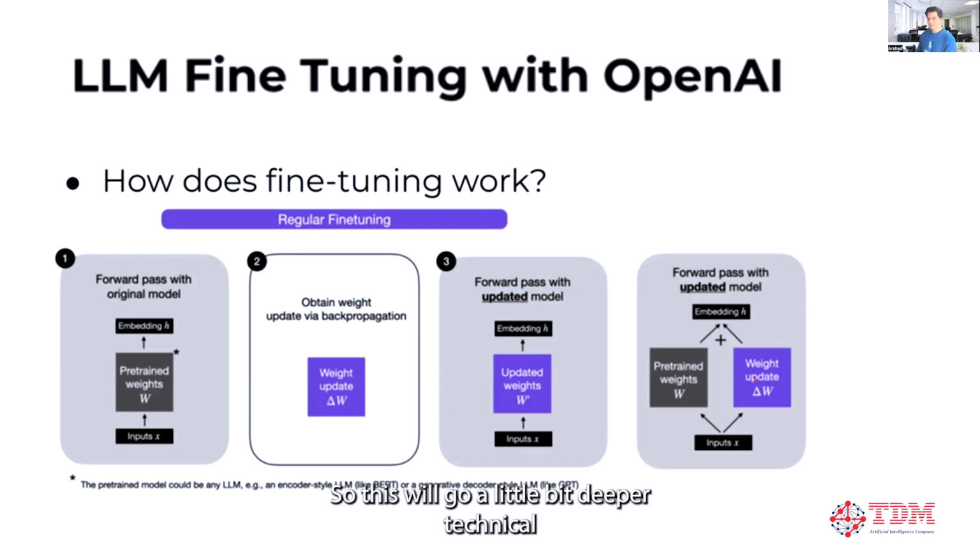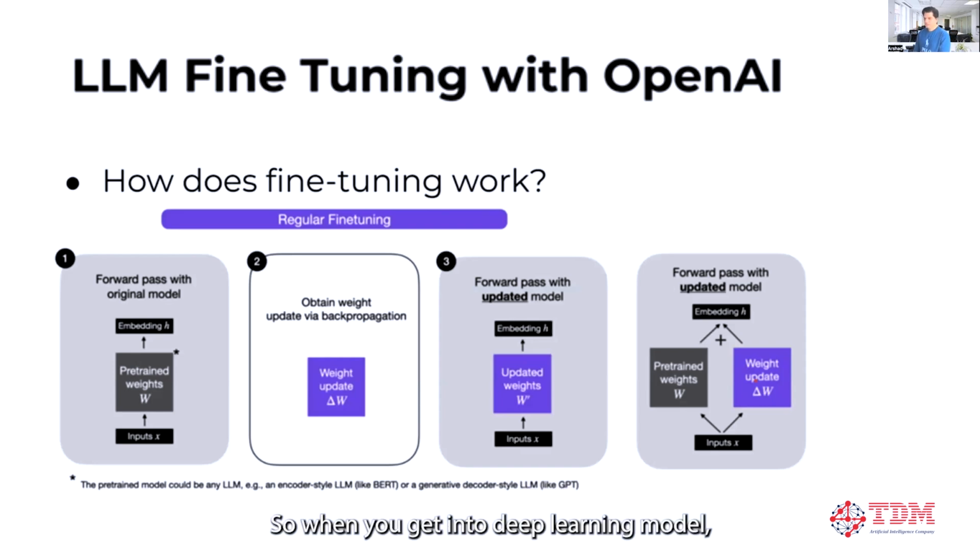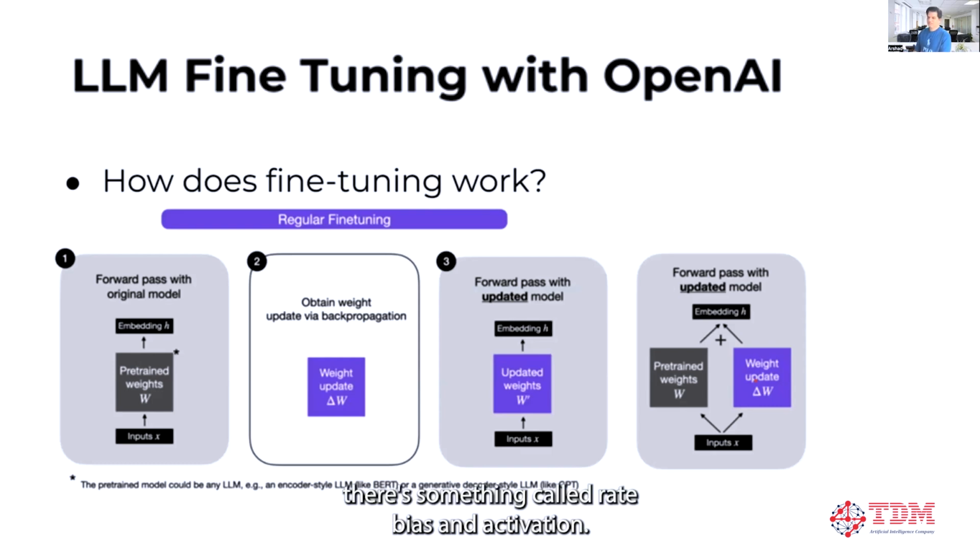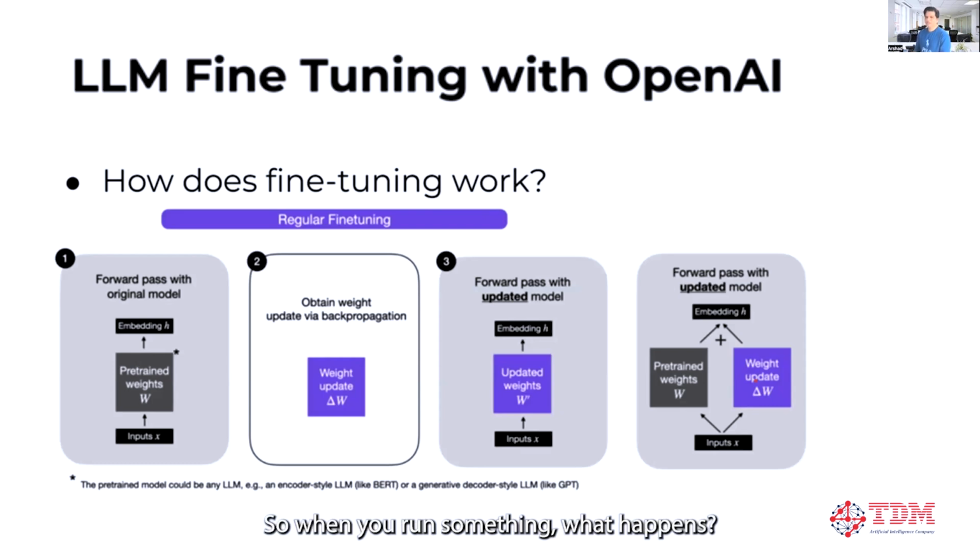This will go a little bit deeper and more technical for people who are not, but don't stress out. When you get into a deep learning model, there's something called weight, bias, and activation. So when you put in an input, in the large language models, there are already pre-trained weights on the neural network. And then after that, as I was saying, when you have 3 sentences, it understands the meaning, embedding happens. So they are already pre-trained. So when you prompt something, what happens? Either it understands or it does not understand.